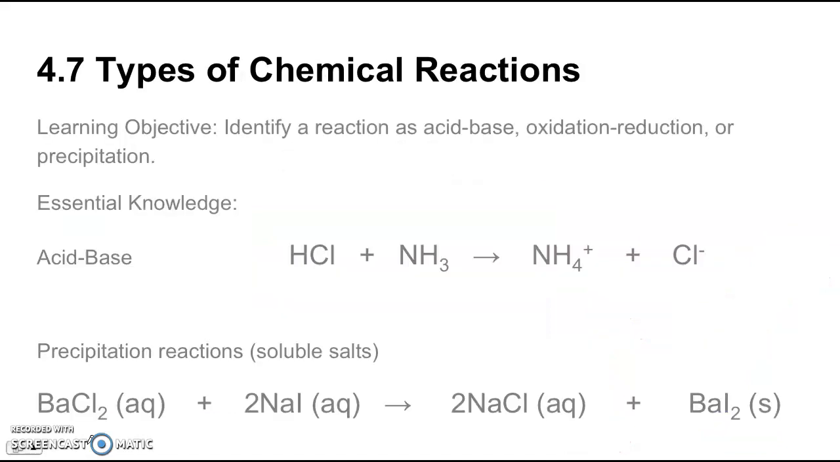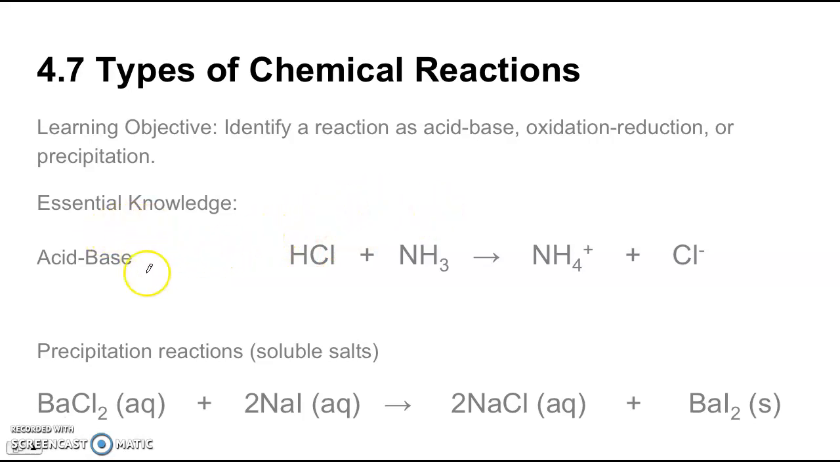Four point seven is on types of chemical reactions. The learning objective is identify a reaction as acid-base, oxidation, reduction, or precipitation. So you want to know what sets those three types of reactions apart from the others.